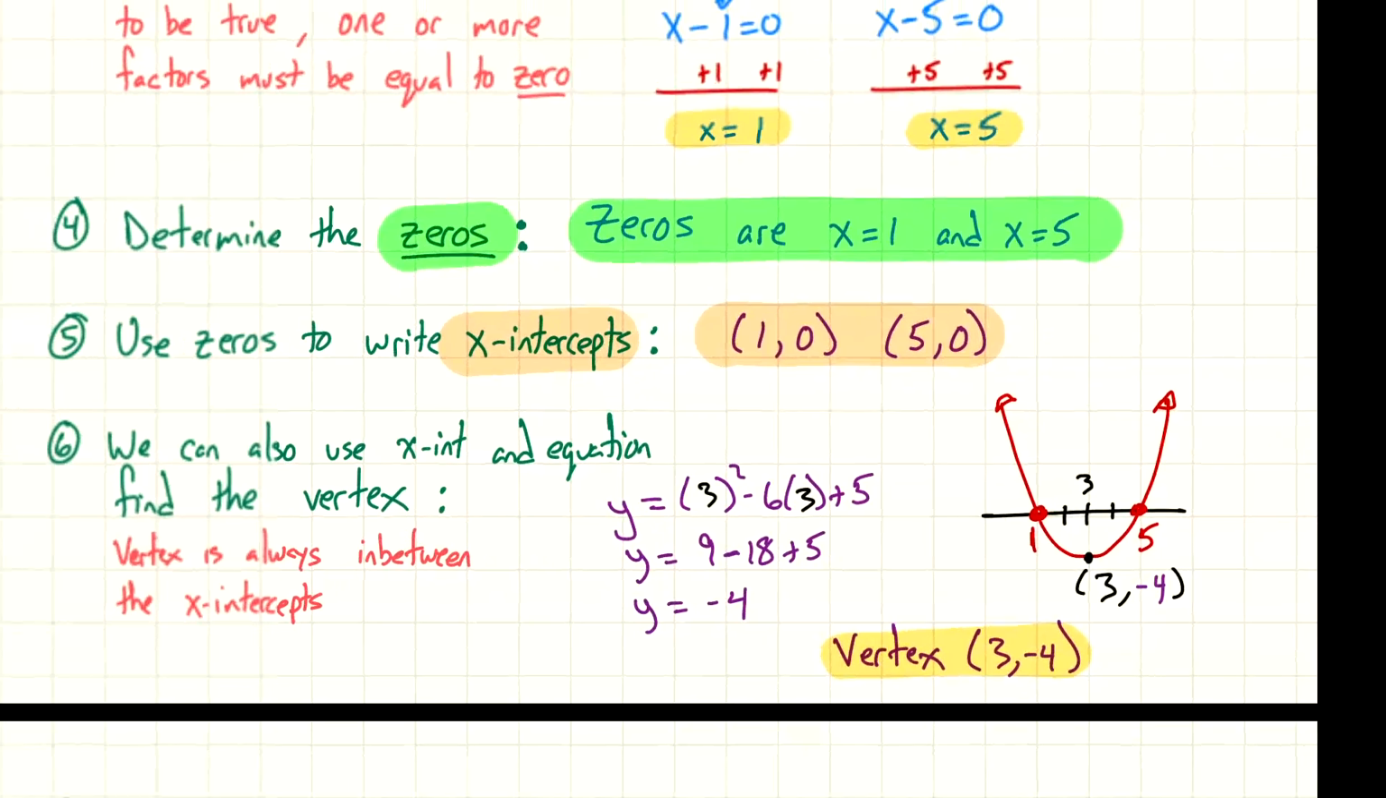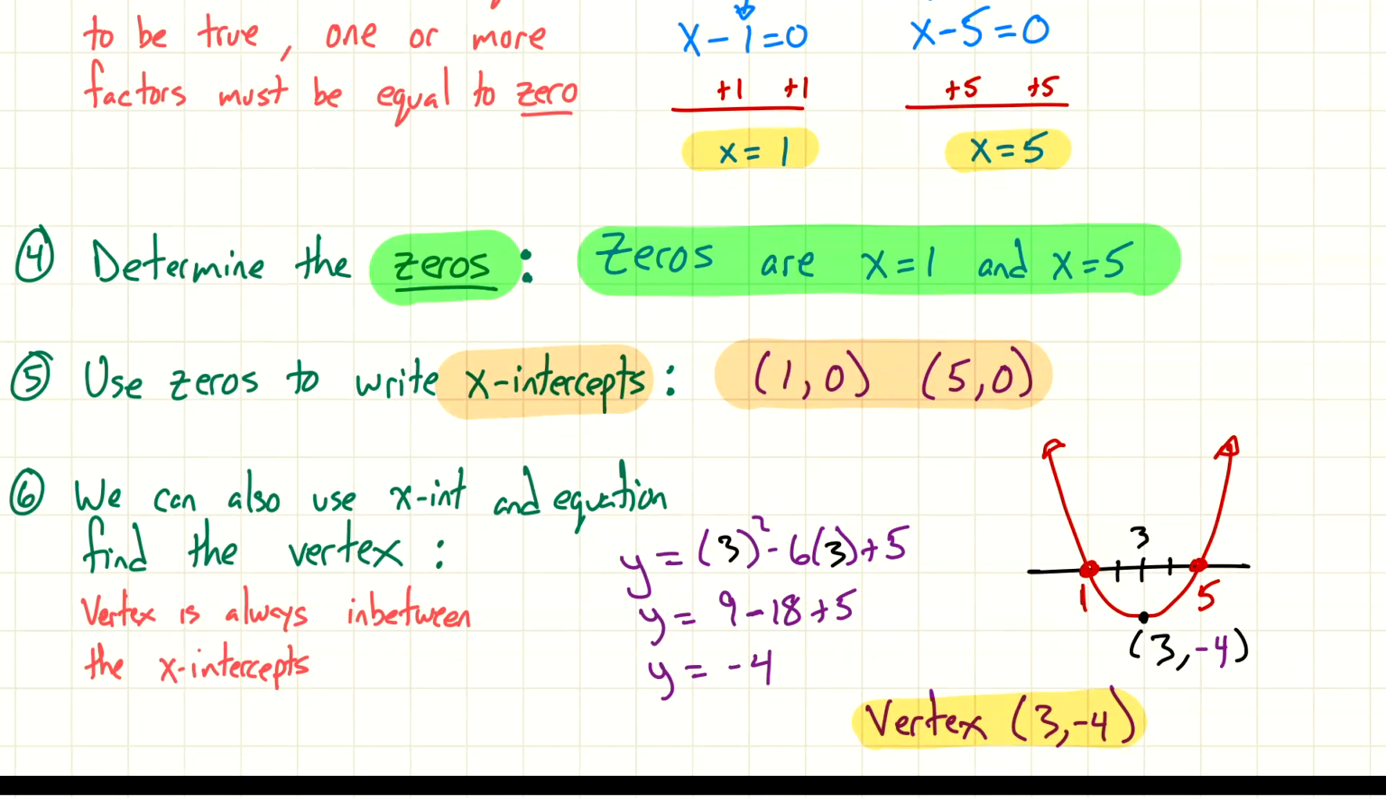All right. And so again, the vertex is always in between the x-intercepts. The only time it wouldn't be in between is if for some reason the parabola is on the x-axis. In that case, your x-intercept is your vertex, right? But otherwise, it's going to be right in between.